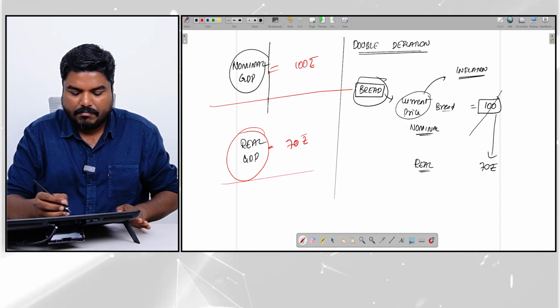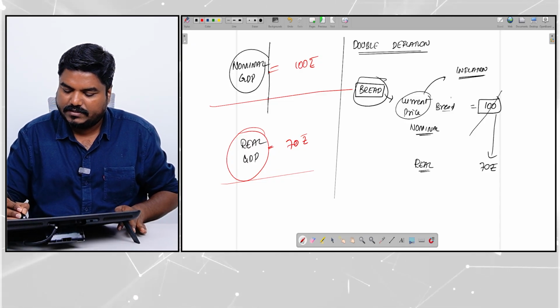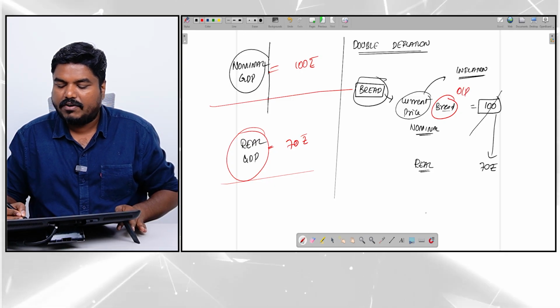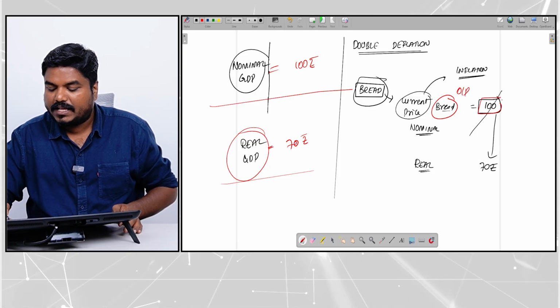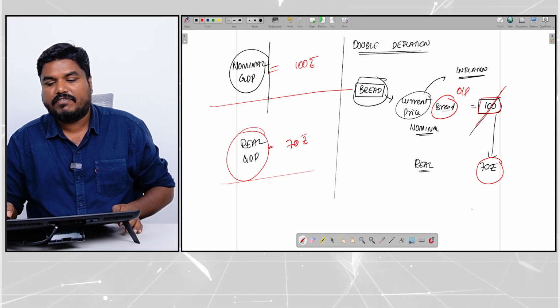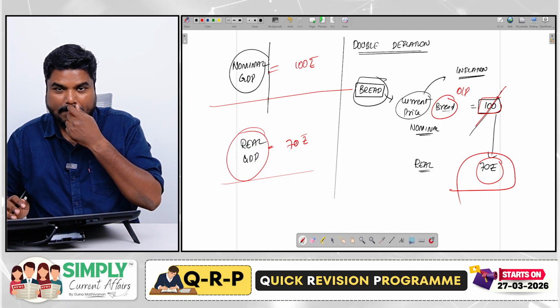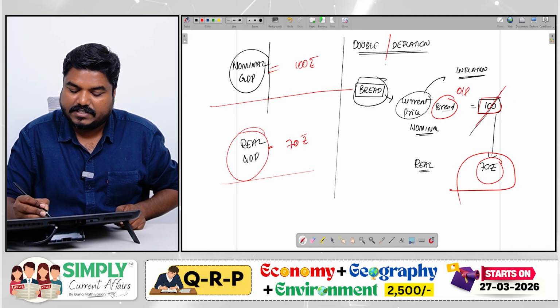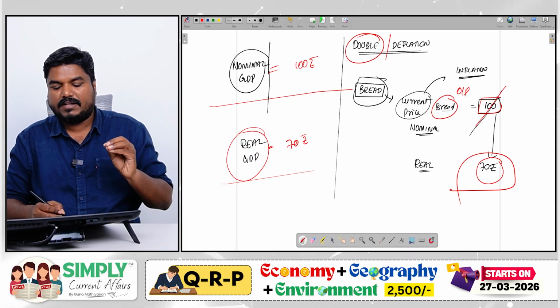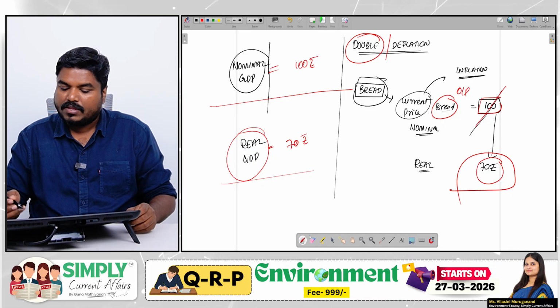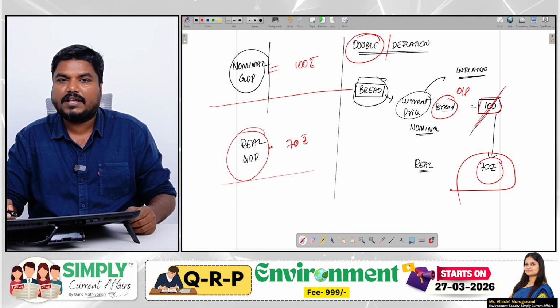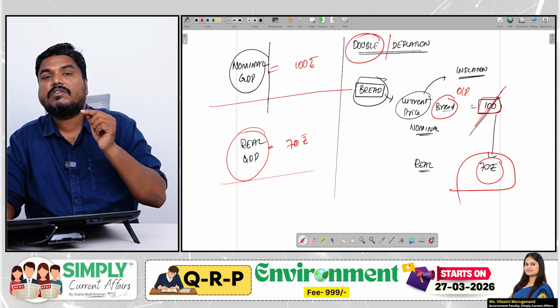Here, bread is the output. Yes or no? Bread is the output. The output price, I am adjusting it for inflation. That I am referring to as real prices. But that is deflation. In double deflation, what does the government say? Don't just adjust the price of output. What is the input for the bread?